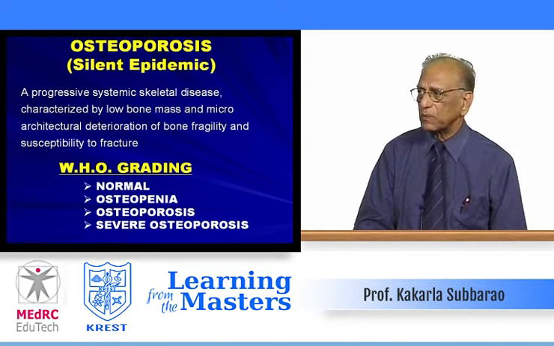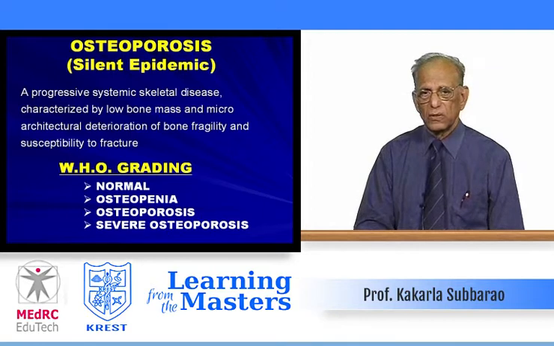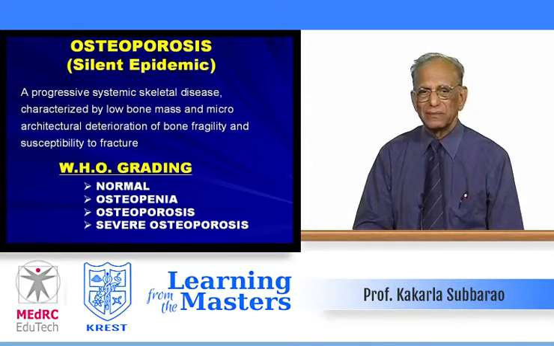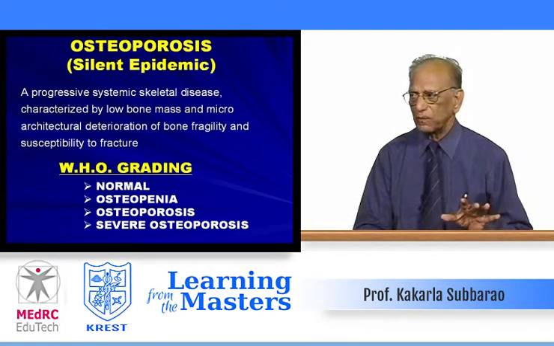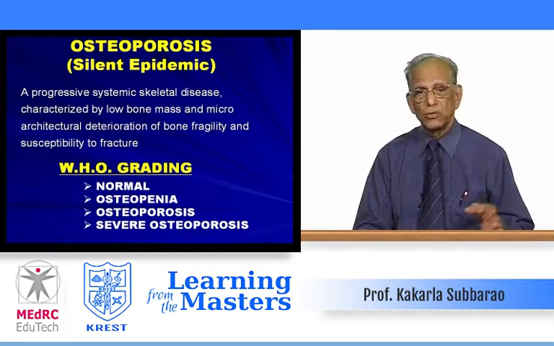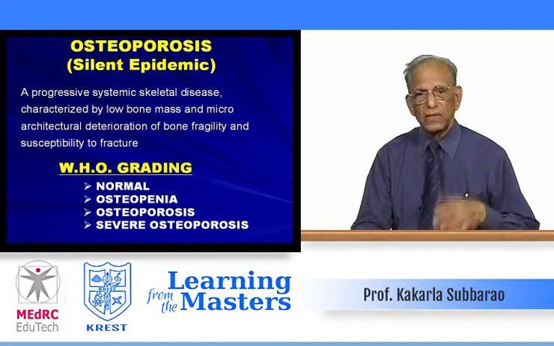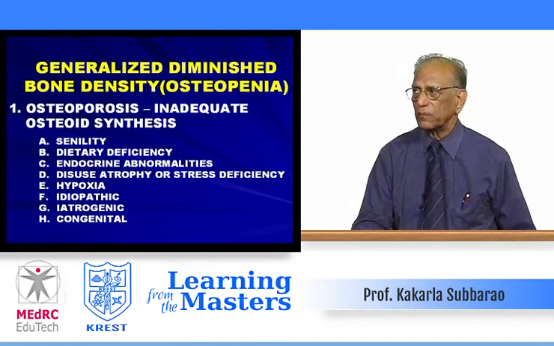A progressive systemic skeletal disease, that's what is called osteoporosis, characterized by low bone mass, the mass is low, and microarchitectural deterioration of bone with fragility and susceptibility to fractures. There is a WHO grading for this: normal, osteopenia, osteoporosis and severe osteoporosis, depending upon the degree of lucency of the bones.